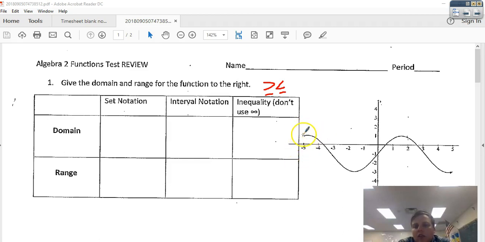So then what do I do after this -5? Well, I just grow to the right. So since it's an open circle, I can say x is greater than -5. And I would be done. Bam. That's all you have to do.